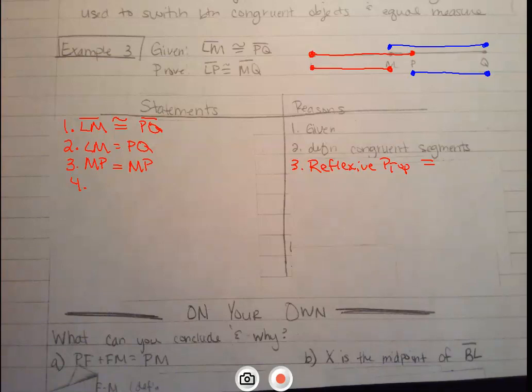what are we doing with this segment and MP? Adding them. So we could say LM plus MP equals LP. We're adding these two segments and we're getting this new segment LP. Maybe an addition property of equality. Let's see.